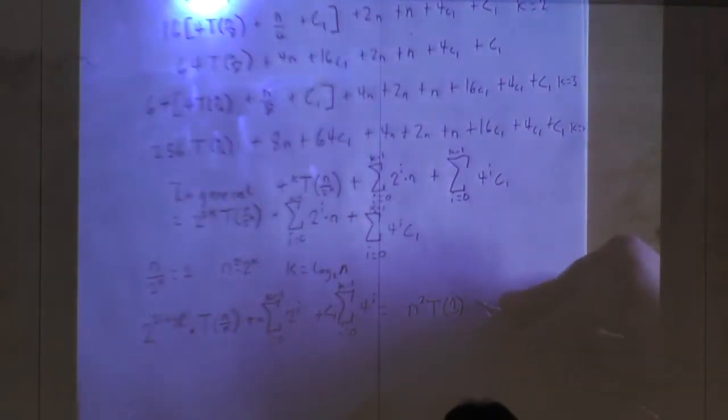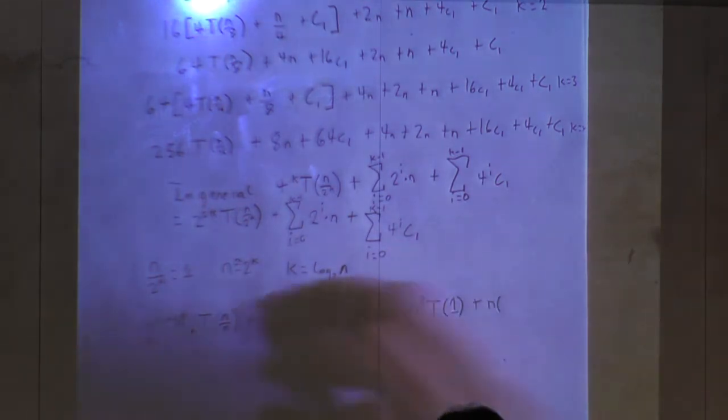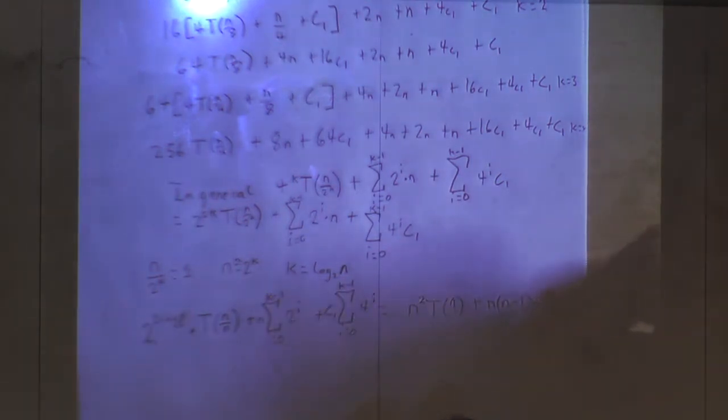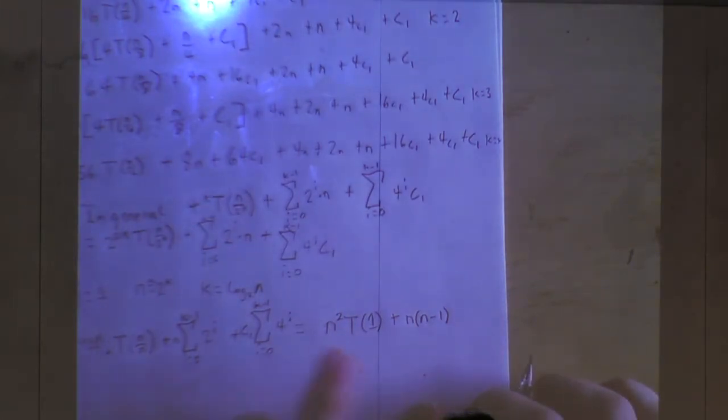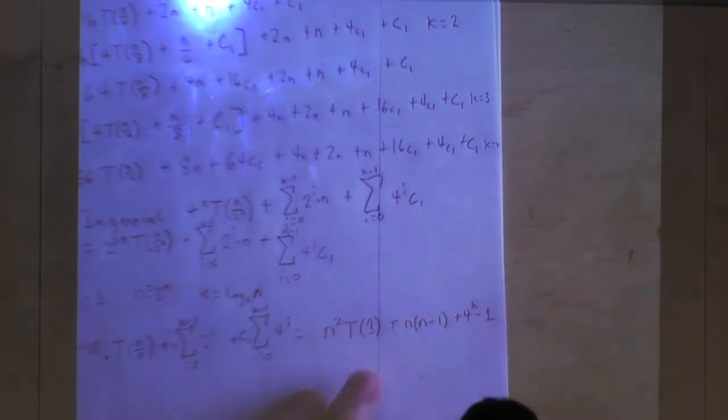Plus, we had n outside the summation there, so it'll be n times 2 to the k, which we can replace with n times n minus 1, right? And then we can do the same thing here with this last summation, except our answer was plus 4 to the k minus 1, right? So now that one's a little bit different, because obviously you can't just replace the 4 to the k with n. So what you have to do, and then this should be times c1.